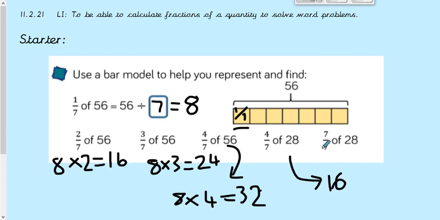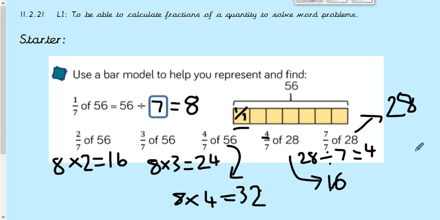And if you wanted to check that, we could do 28 divided by 7, which is 4. So we know that 1/7 is 4. And if we want to know 4/7, it's 4 times 4, which is 16. Same with this one. Well, this one's different again. This one's 7/7. Now remember, if you have the same numerator and denominator, then it's a whole. So 7/7 of 28 would be 28 because that is the whole value.